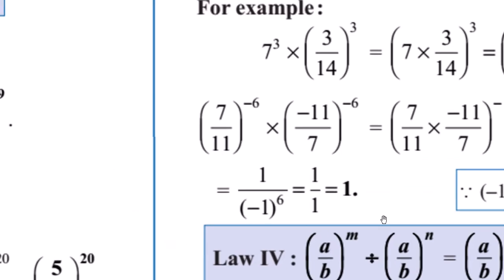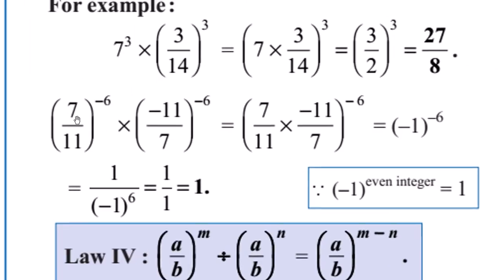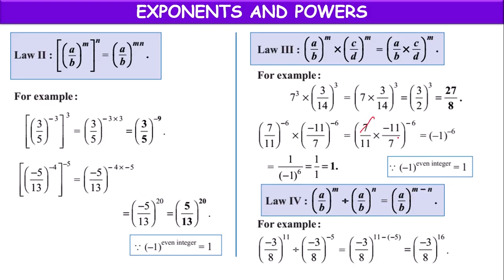Next. Suppose we have one more example: (7/11) whole power minus 6 into (-11/7) whole power minus 6. Here the bases are different but the powers are the same. We can take the product of the bases. 7 by 11 into minus 11 by 7 whole to the power of the common power minus 6 we will write. After cancellation, 7 7 gets cancelled, 11 11 gets cancelled, only minus will remain. There is no number, so we can write it as minus 1 whole power minus 6.